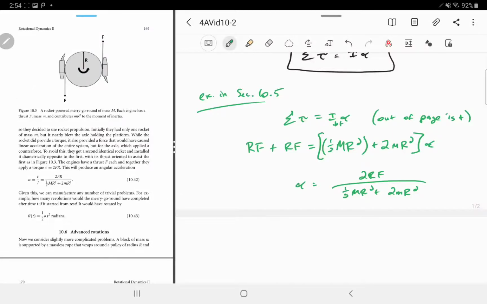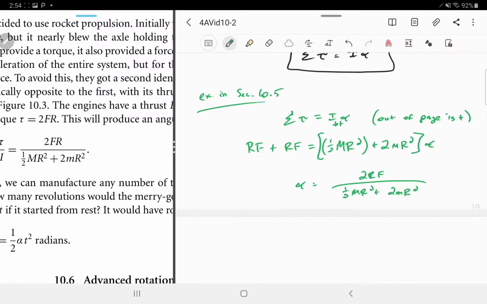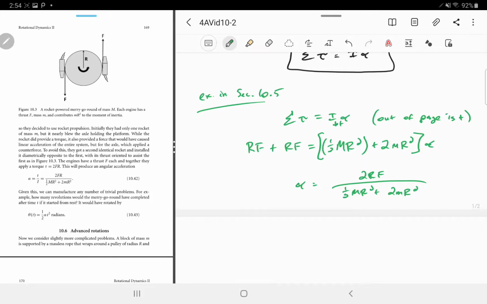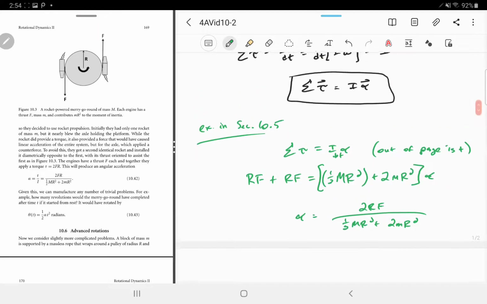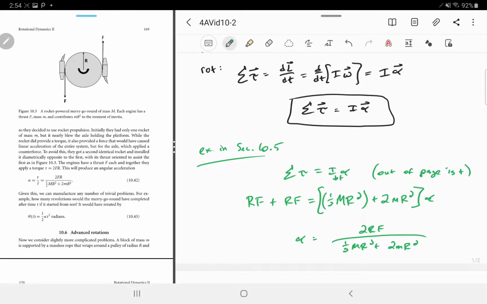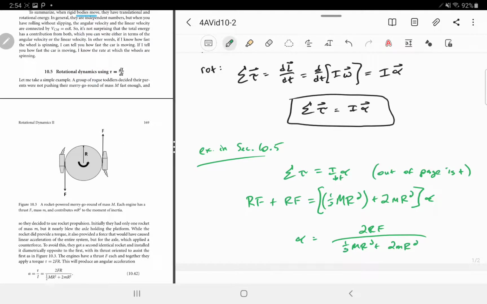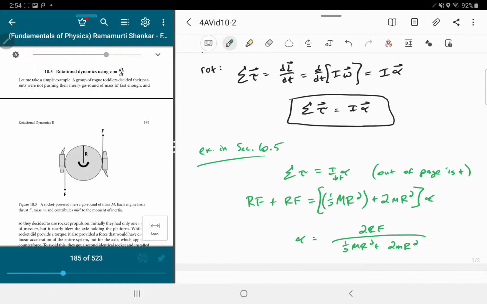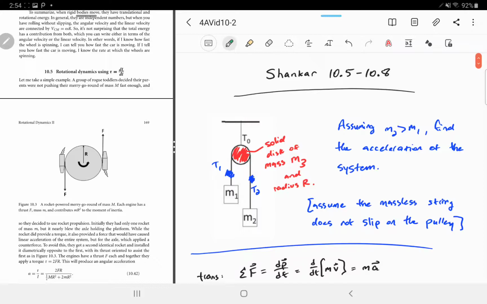And your book says that now that we have alpha, we could manufacture any number of trivial problems. So what your author means by that is that we studied in chapter 9 a whole bunch of problems with rotational kinematics. So now that we know alpha, we could ask all those rotational kinematic problems. It would apply here. But this is the dynamics of what's going on. So notice the section title is Rotational Dynamics. Okay, so we're going to do the same equation, but apply it to this problem now.